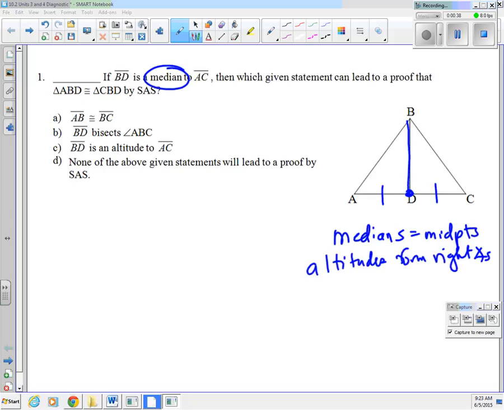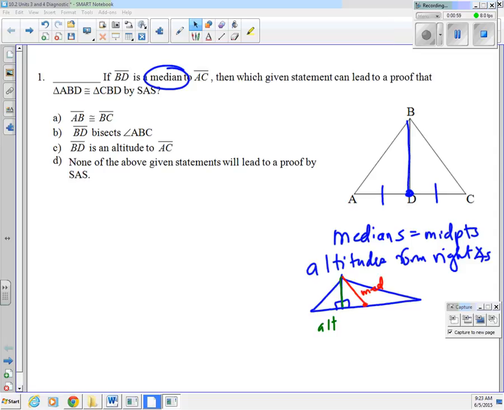So just for clarification's sake, if I had a triangle that didn't look isosceles, like it was a scalene triangle, this would be an altitude. So this green segment is an altitude. And if I say this is the midpoint, then the red segment is a median. So two different things. All right, so let's take a look.